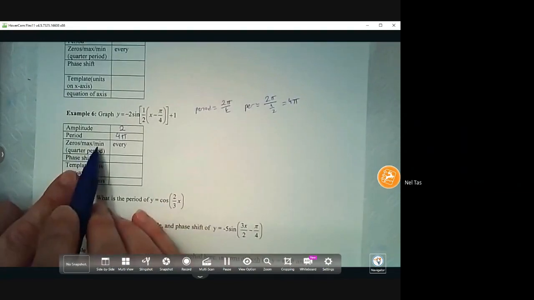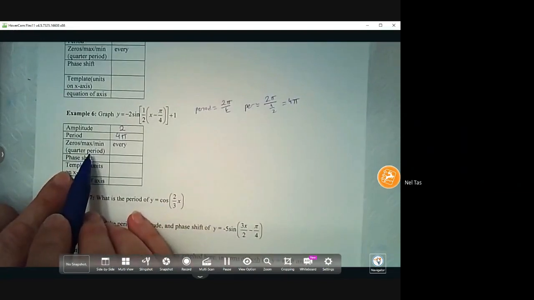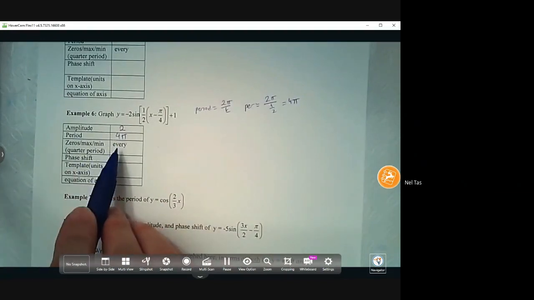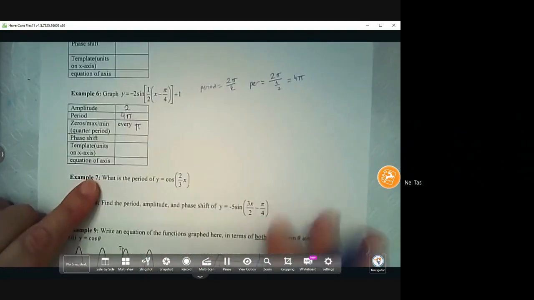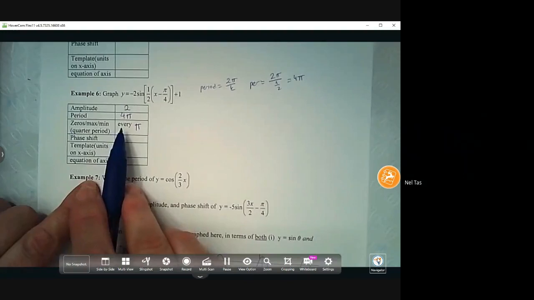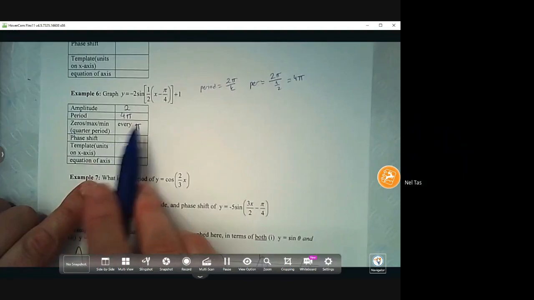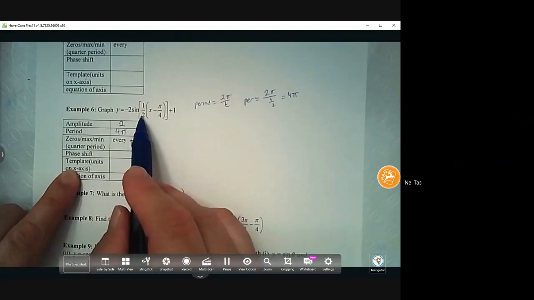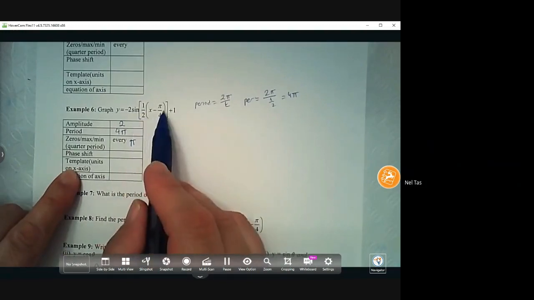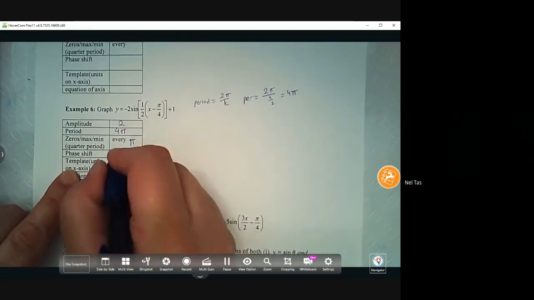So zeros, max, and mins are happening every quarter period. So we need to take the period and divide it by 4. That gives us pi. So those significant points are happening every pi. Phase shift: the k value is already factored here. So this is our phase shift, pi over 4 to the right.